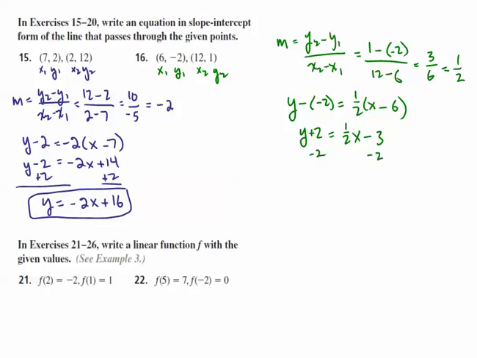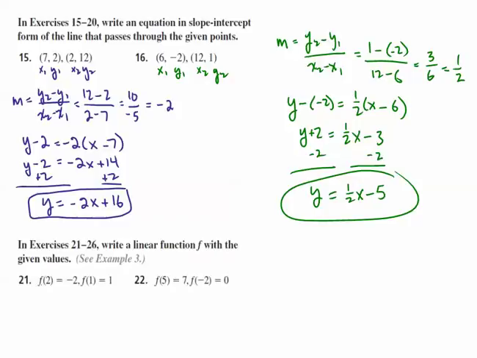Subtract 2 on both sides, and we end up with y is equal to 1 half x minus 5, and that will do it for that one. Now, in the next problems, we're just using function notation. So we're going to translate from function notation down to coordinates.